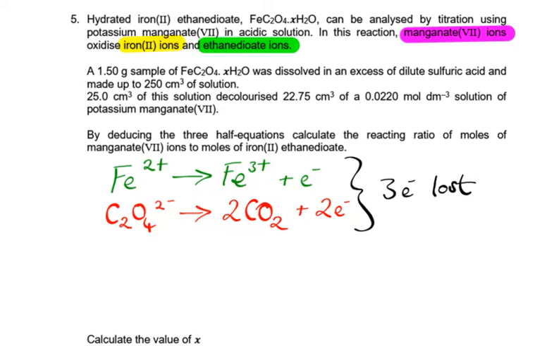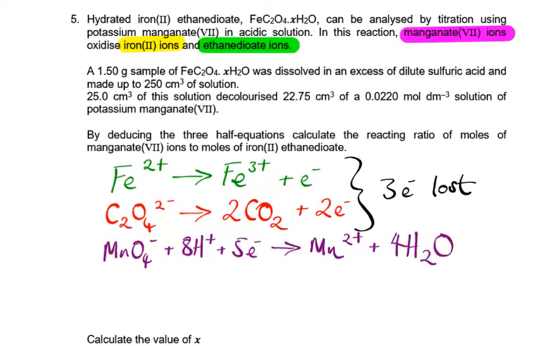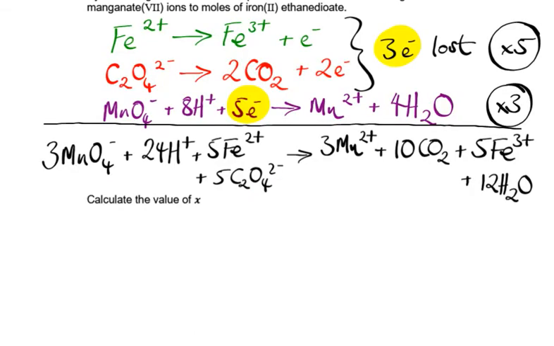Now let's remind ourselves about the acidified manganate's half equation, which, as we know, has a 5 electron gain. So we're looking at a 3 to 5 ratio in which these are going to react. Let's put that together now. Our overall equation, and we've got this 3 to 5 ratio in which they're reacting.